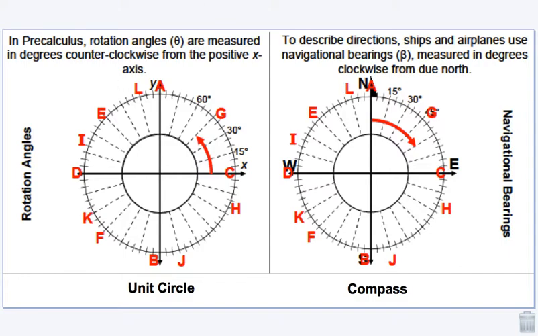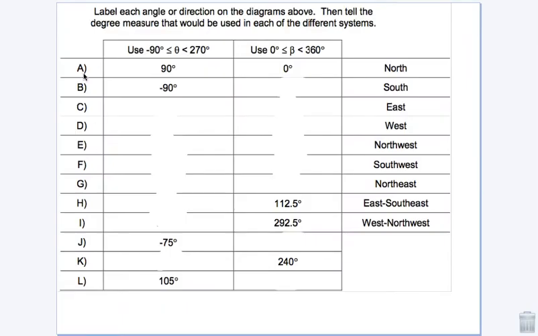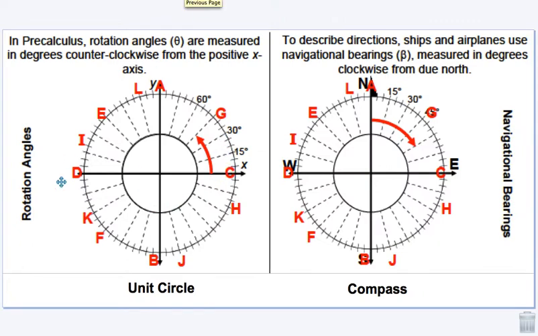So these letters correspond to the values. Let me change pages. These values here, your A, B, C, D, E, F, G, all the way down to L. They're on the unit circle and on the compass. That's what those letters are showing you, where those directions are. So let's talk about the unit circle and the compass.